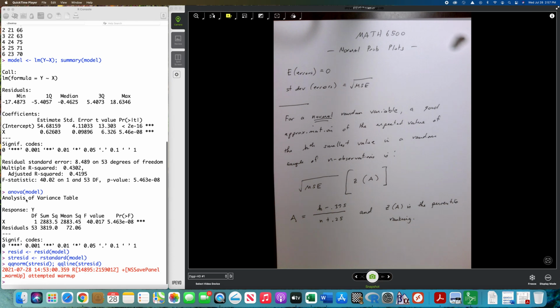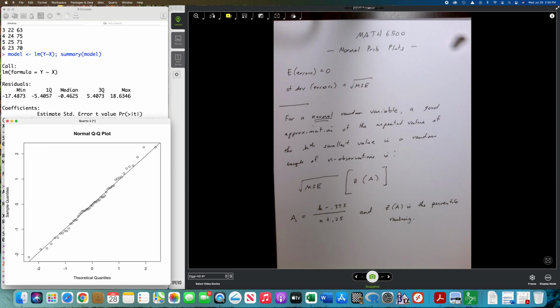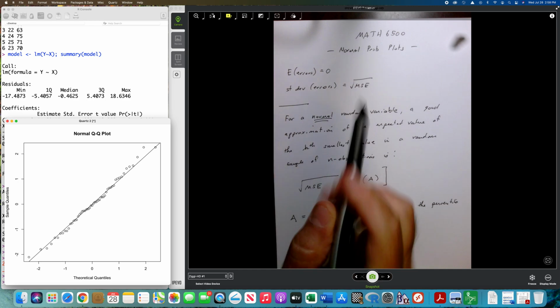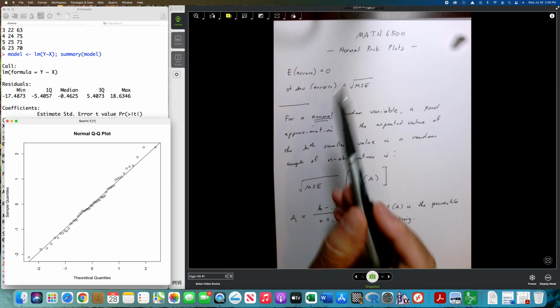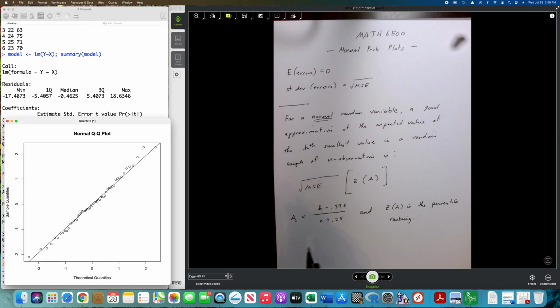I created the model and looked at the ANOVA so we can get the mean square error. You can see that I saved the residuals, saved the standardized residuals, and let me go back and look at the QQ plot, because that's the purpose of this video. The purpose of the video is to dive into the normal probability plot and actually give you insight on what's actually going on in this plot.